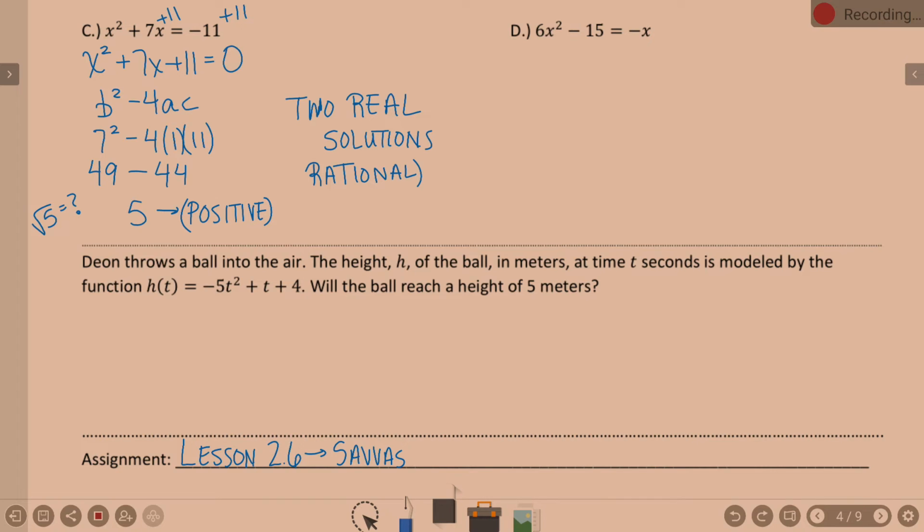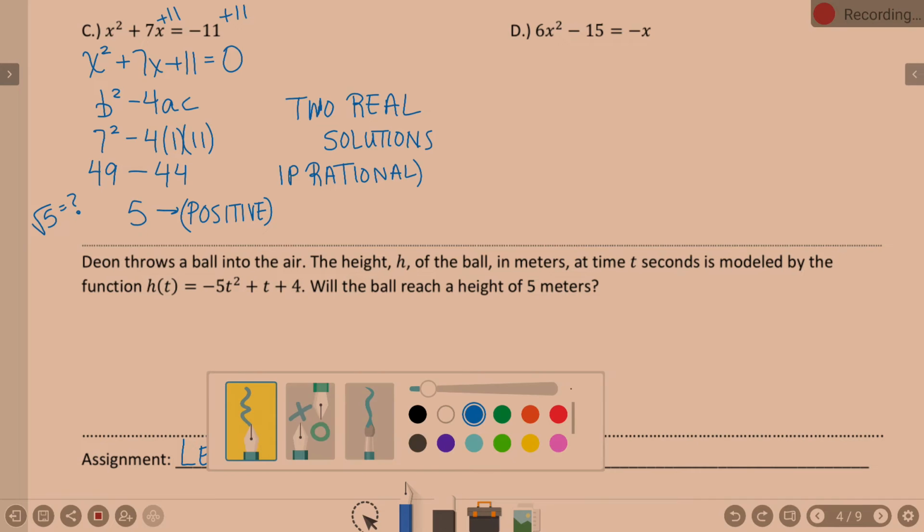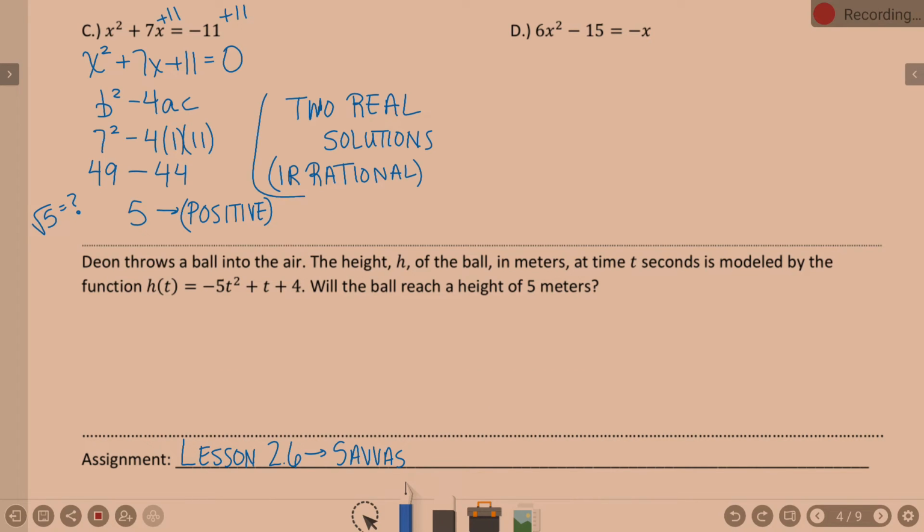Not sure why I'm on the struggle bus here. Okay, there we go. So two real solutions, they are irrational because I can't do the square root of 5, some big lovely decimal.